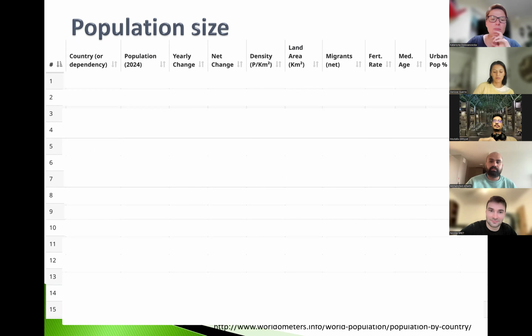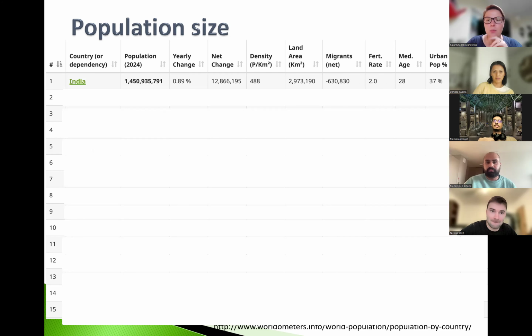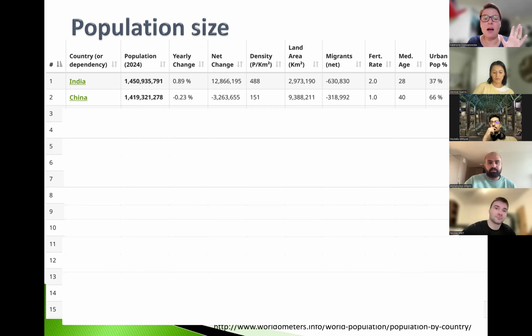1.3, right? Okay. I have data from 2024. India, 1.45, almost 1.5 billion people. China, 1.42, let's say. As you can see, the difference is only 31 million people. Size of Poland, let's say, right?